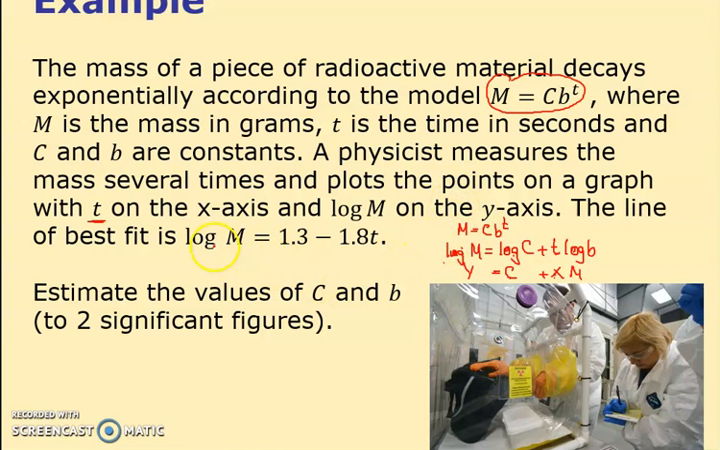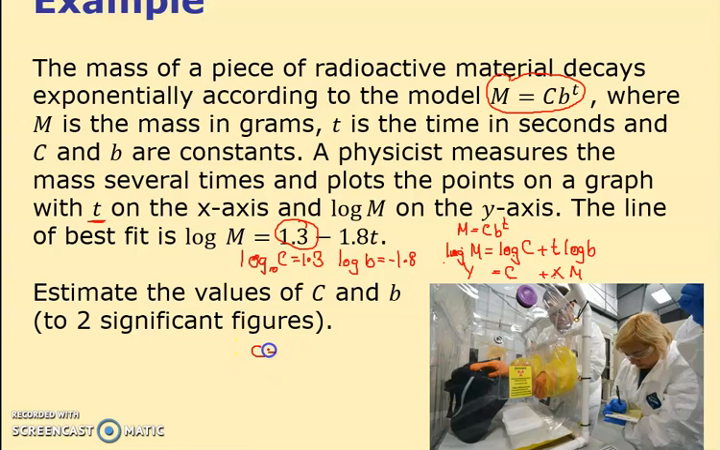Now, just looking at what they've told me there, log m equals 1.3 minus 1.8t, and I've said that log m is log c plus t log b. So I can quite easily say my log to the base 10 of c must be equal to this 1.3. And it says t log b, and it says t here, so my log b has got to equal minus 1.8. Just by looking at the two equations, you can see which bit lines up with the other.